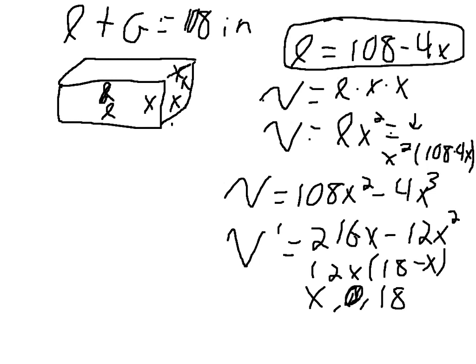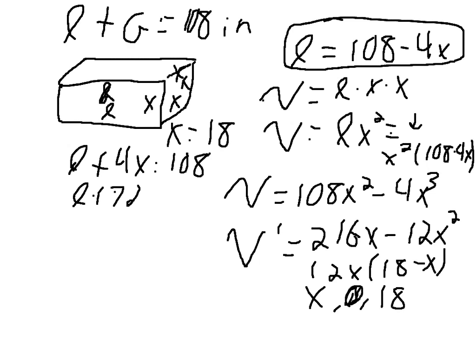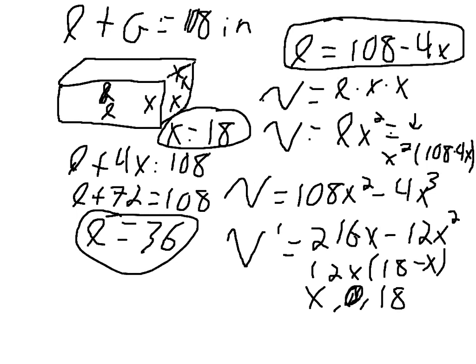Now we know that the x value of this is 18. And when we plug it back in, L plus 4x equals 108. Now we will plug in the 18 into the x value. So it'll be L plus 72 equals 108. So minus 72 from both sides, and L will equal 36. So now we know the dimensions of the box will be optimized. So the total volume will be optimized when x equals 18 and L equals 36.